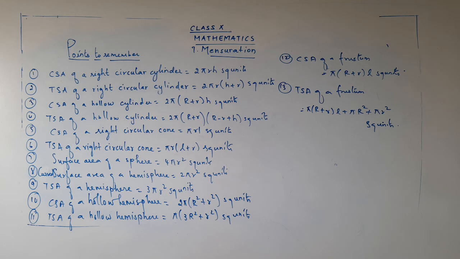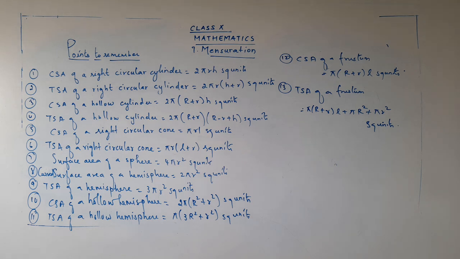Coming to the last two formulas, that is for the frustum. For the CSA of a frustum, the formula is pi (R plus r) l square units, and for the TSA of a frustum it is pi (R plus r) l plus pi R square plus pi r square. Okay children, so you have to remember all the formulas. So just go on practicing your formulas, study the formulas.